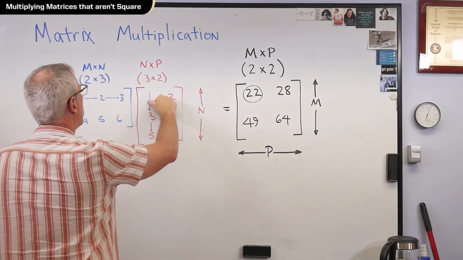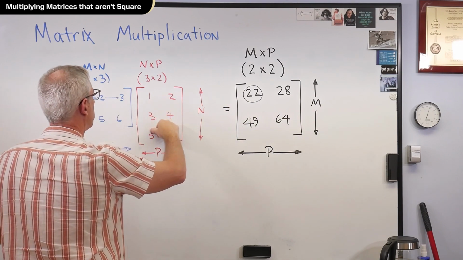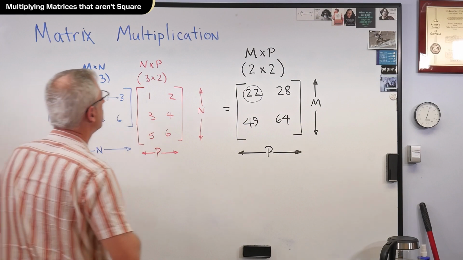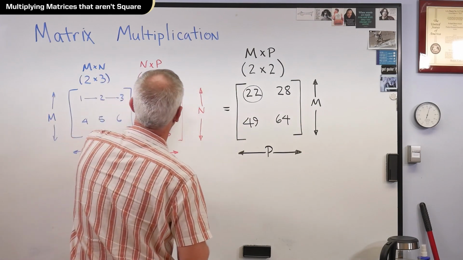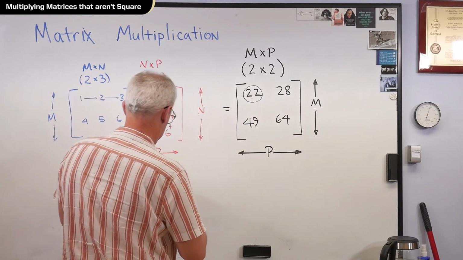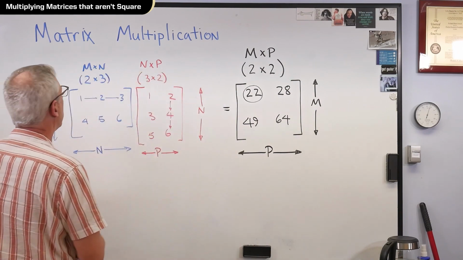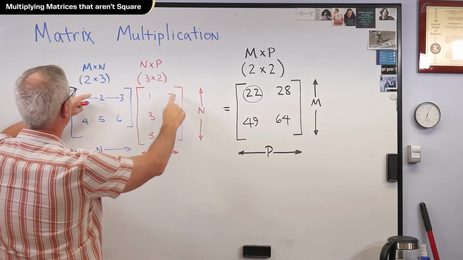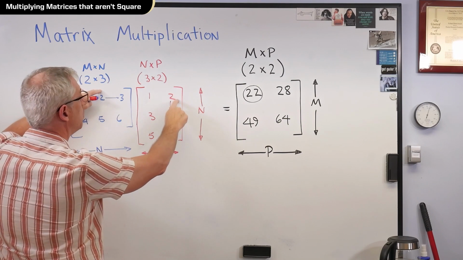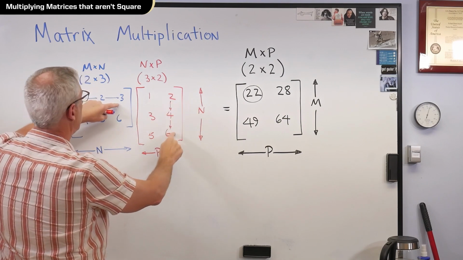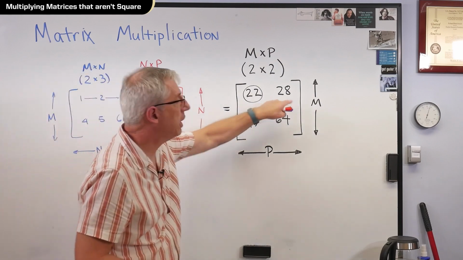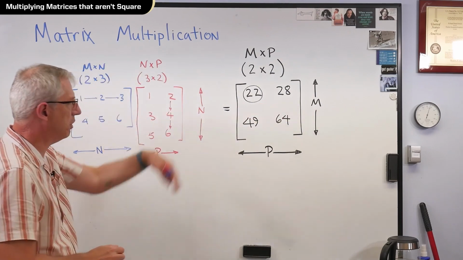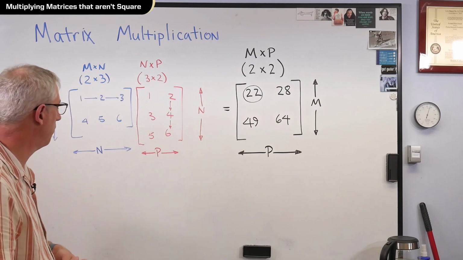So let's go first row and now second column. See if I can get this right. 1 times 2 is 2, 2 times 4 is 8, plus 2 is 10, 3 times 6 I should say, is 18, plus 10 is 28. So you see how this works. You can work through the rest of these on your own.